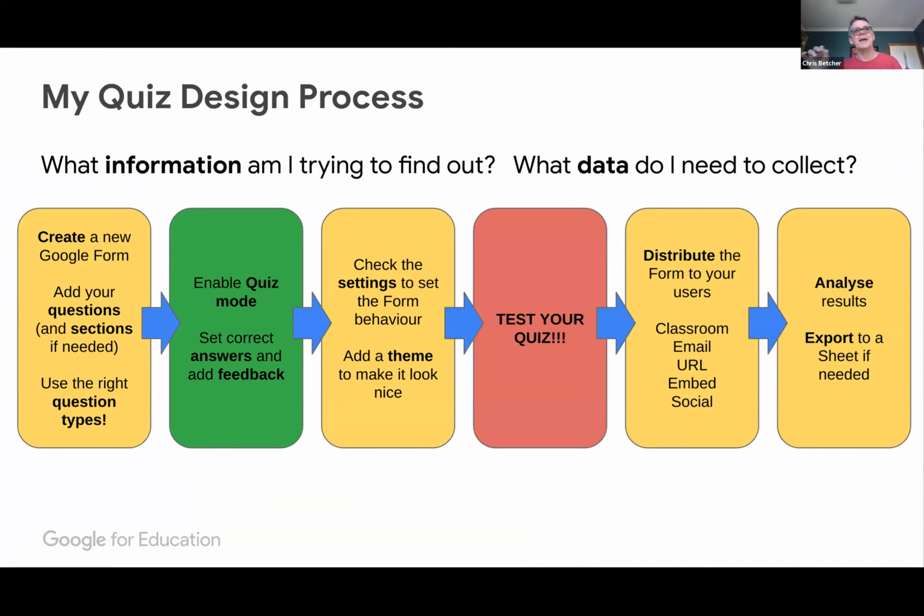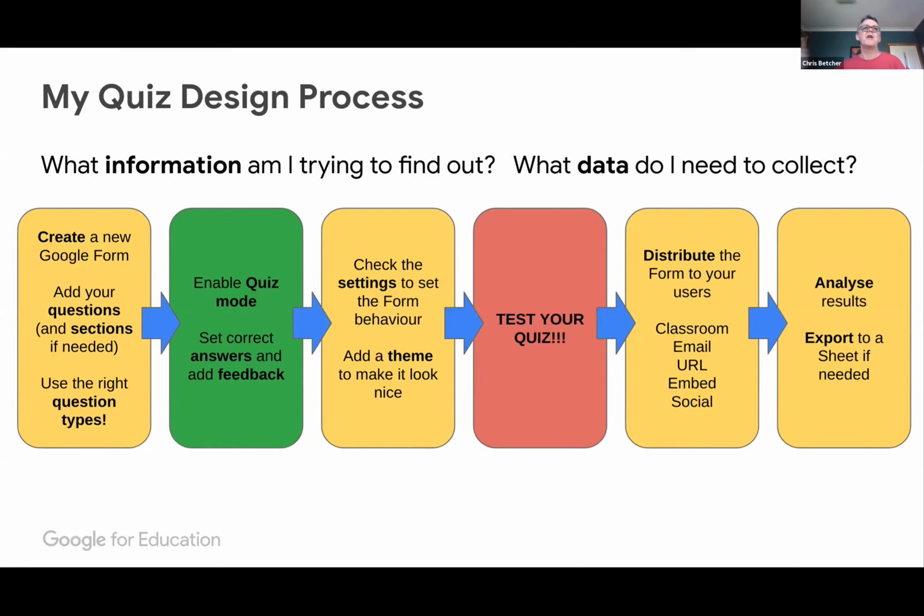Then decide what data you need to collect in order to get that information. And there's a subtle difference between information and data. Information is knowing that you need to select someone for school captain. Data is collecting the numbers so you can actually find out who that is. Okay, there's an important but subtle distinction between the two.